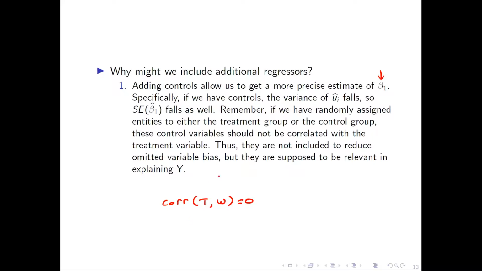But if the betas on the control variables are different from 0, then they are relevant in explaining variation in the outcome, the y variable, and as such they cause the variance of the regression, the variance of the residuals, to fall, which means that the standard error of the slope on the treatment falls as well, which means that we get a more precise estimate of the causal effect.